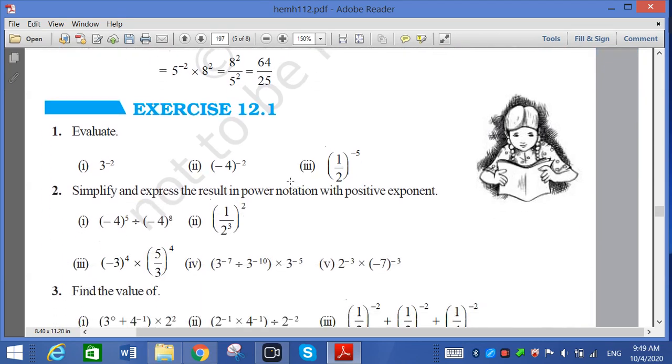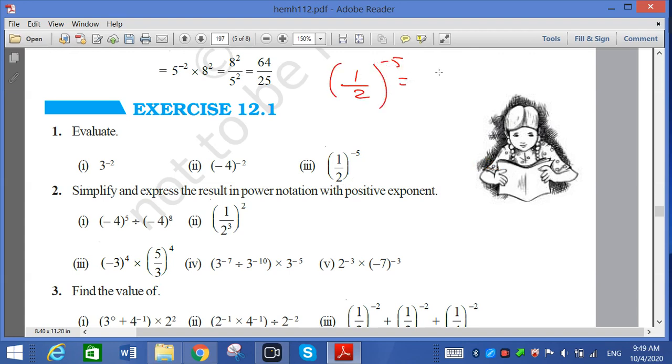Now we have to go through exercise 12.1. Evaluate. So 3 the power minus 2, that is 1 upon 3 the power 2, that is 1 by 9. Minus 4 the power minus 2. So 1 upon minus 4 the power 2. So the answer is minus 4 the power 2, that is 16. And third, I am explaining now. First is complete, second complete, and third: 1 upon 2 the power minus 5.